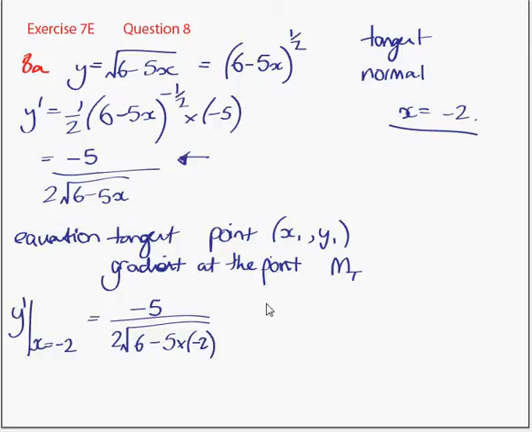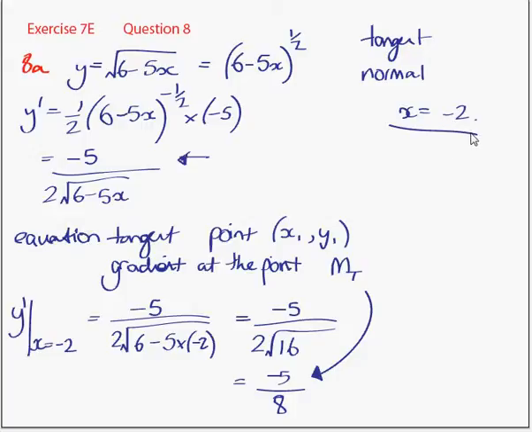What I have here is the square root of 6 minus -10, which is 6 plus 10, which is 16, minus 5 divided by 2 times 4, which is 8. This is the gradient of the tangent at the point where x equals -2. I have the x coordinate of my point. I still need to find y.